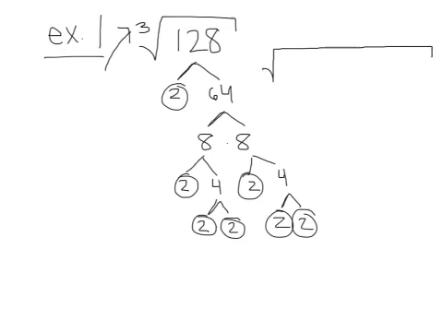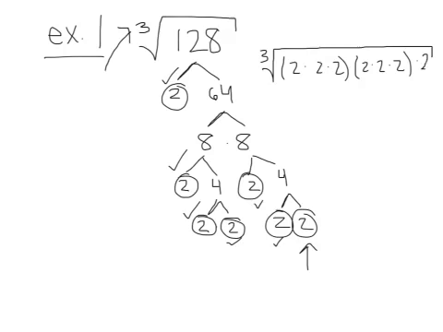So we have this 2, and this 2. So I'm going to write 2 times 2 times 2. It's a cubed root. Now I have another set. I have 2 times 2 times 2. So I'm going to write 2 times 2 times 2 under my radical. And now I have this last 2. It's going to kind of hang out right here.